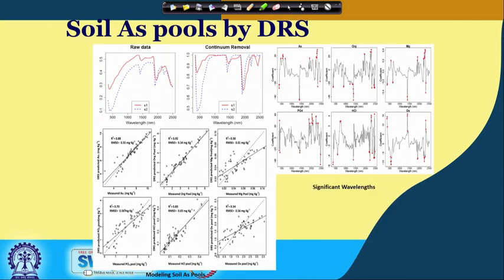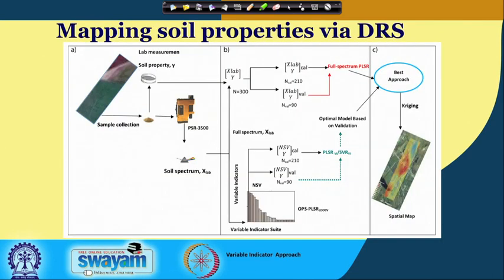Not only that, we also produced this prediction model for individual soil arsenic pools, and it proved that you can predict these individual soil arsenic pools by using this diffuse reflectance spectroscopy, and also we have identified the individual significant wavelengths by this diffuse reflectance spectroscopy.